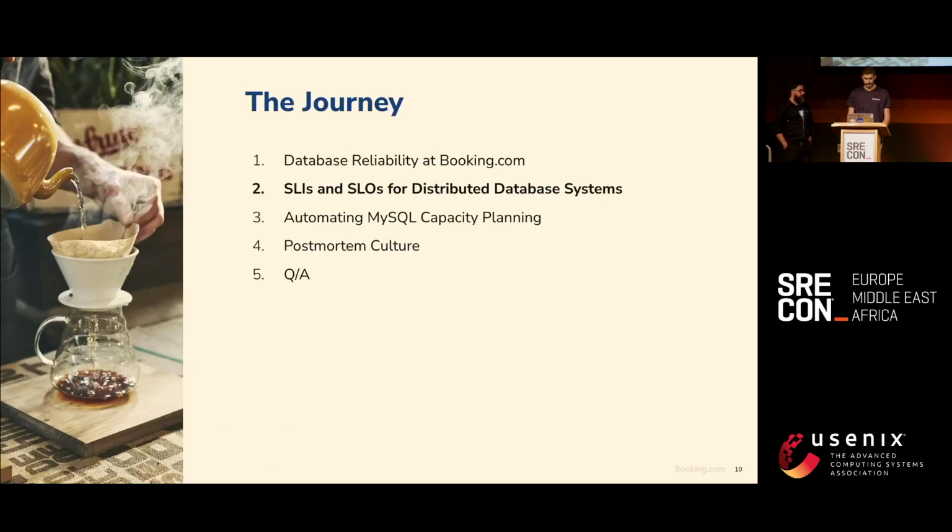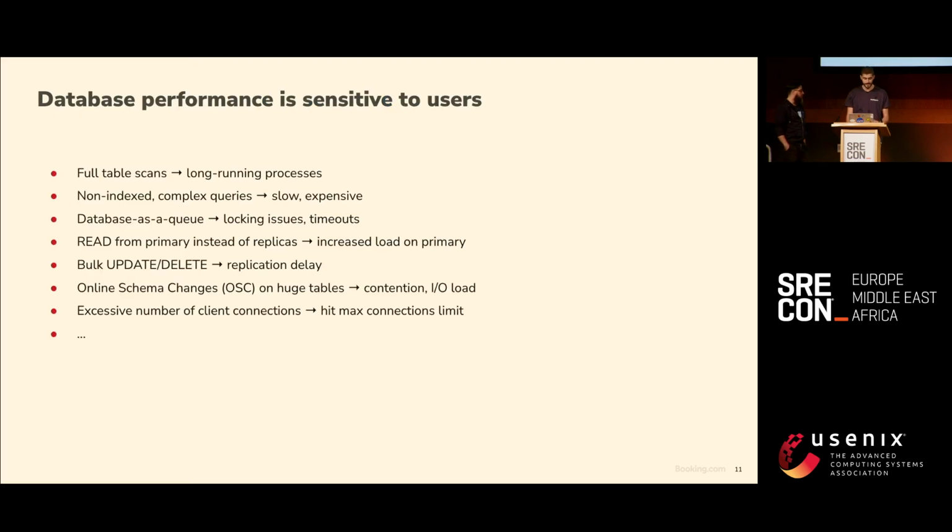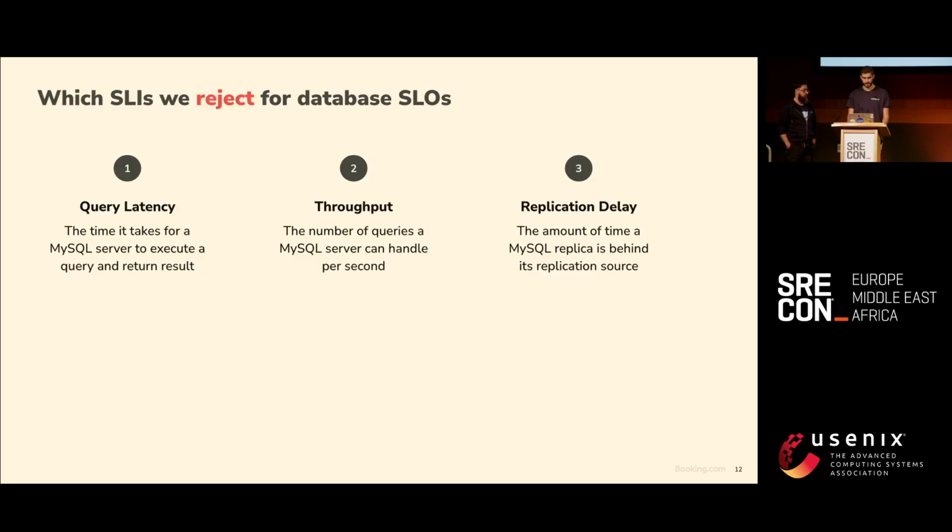So first topic, let's talk about SLIs and SLOs for distributed database systems. These come from experience, like the real world. We have seen bad examples of using a database from developers. So measuring the performance of the database is not always easy. Actually, it's kind of tricky. We see full table scans, non-index complex queries that are slow, or users abusing a database as a queue. These are problems that we need to solve, and they might give you a false positive that your database server is misbehaving or underperforming, while it's actually healthy and performant.